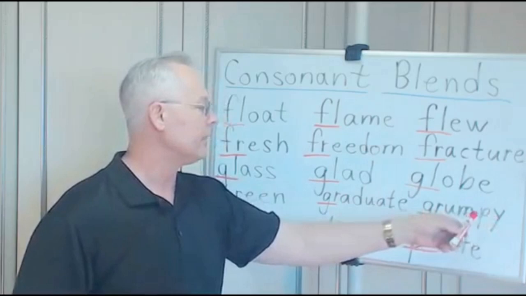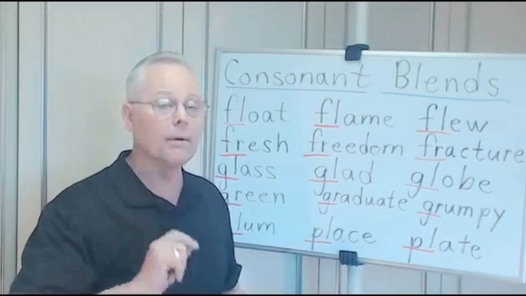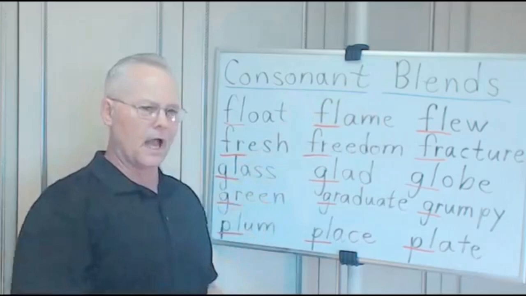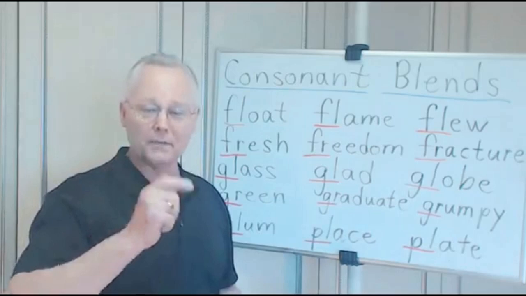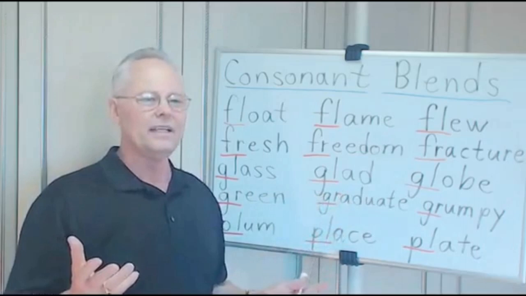Take away the Y, what would it sound like? What do you think? How about grump? A grump. There's an old man who lives down the street. He's always yelling at people. He doesn't like anyone. He's just a nasty, mean old man. He is such a grump. And we would say that he is grumpy. He's irritable. He always acts angry. He's not happy. He's grumpy.